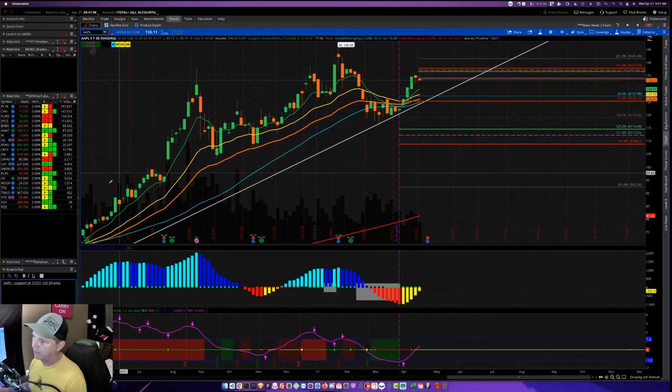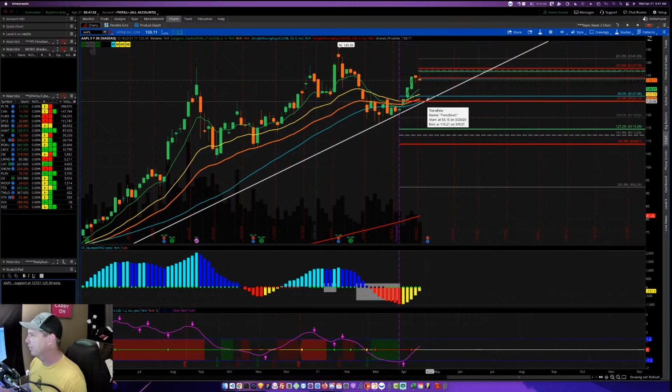We do have a trend line support right at that 125-ish level. So important levels for Apple are, like I said, 125 and 127.